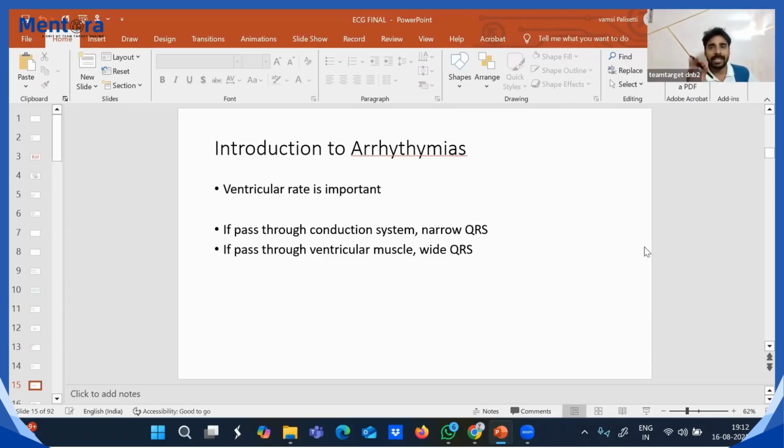The only thing you have to remember is that any impulse going through the conduction system will conduct very fast and depolarize the ventricles very fast, so your QRS complex will be narrow. But any impulse which travels through the ventricular muscle depolarizes very slowly, so that's why it has a wide QRS. So supraventricular tachyarrhythmias are narrow, ventricular tachyarrhythmias are wide. Till then we are clear.